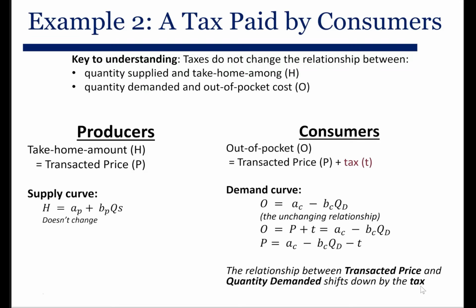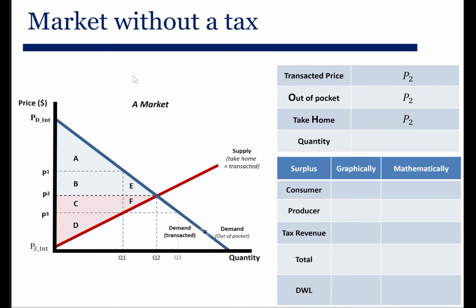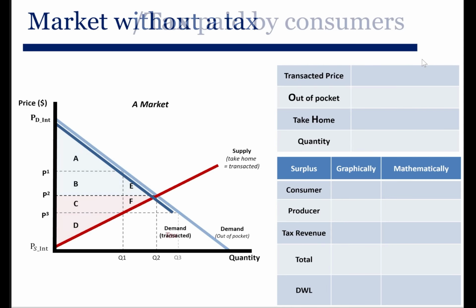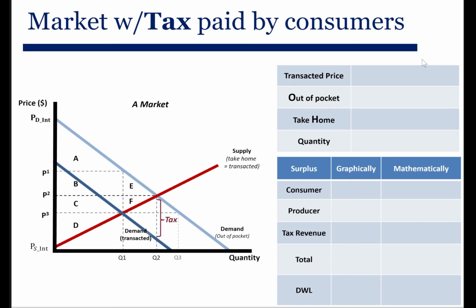All right, let's return to our graphical example. Here is the market with no taxes that we've seen a couple of times now. Again, the take-home price, the out-of-pocket price, and the transacted price, all of those are the same in this market. The tax changes that. So now the supply is unchanged. The take-home equals the transacted, but the demand is split. We have our out-of-pocket demand curve, which does not move, and then we have our transacted demand curve, which has shifted down by the tax.